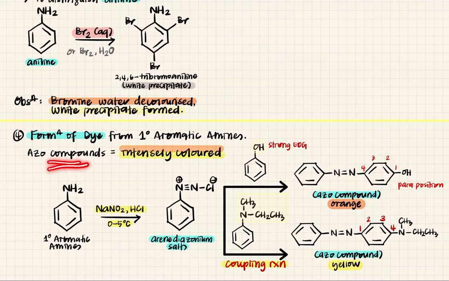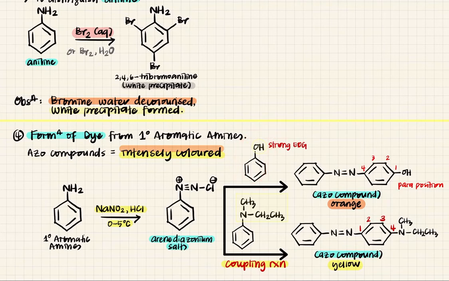So azo compounds ni, they are actually used in your dye, kan? Dye, tahu tak dye yang ada banyak-banyak colour tu? So why is that? Because it is intensely coloured. Okay, dia punya colour tu kuat.